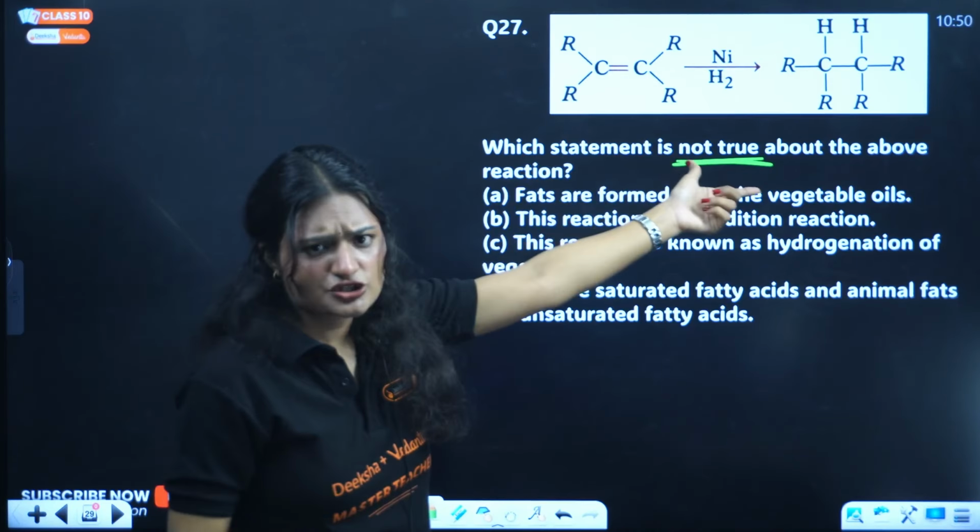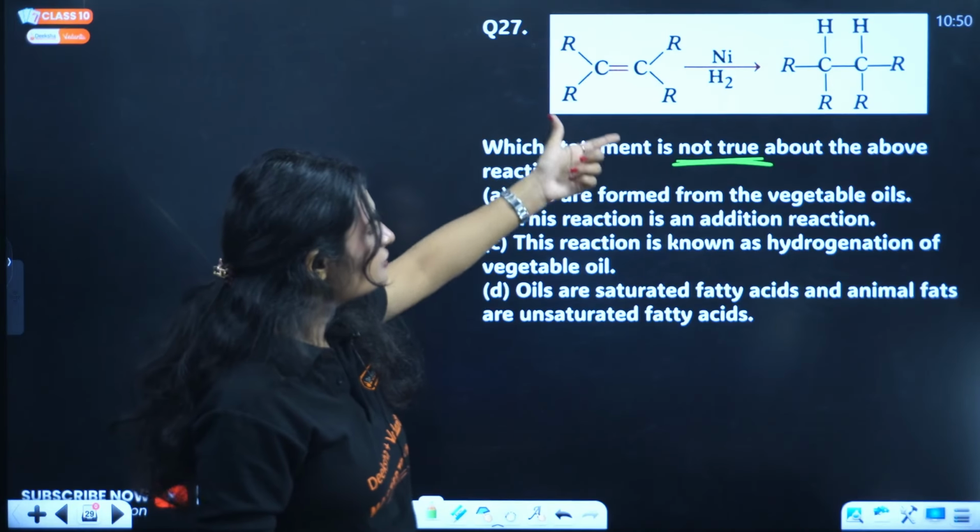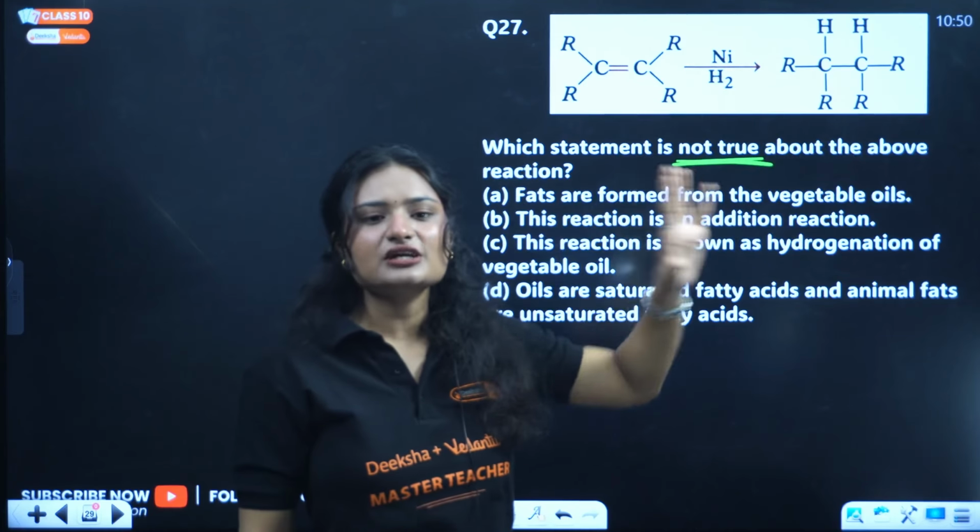This is a hydrogenation reaction. This is an unsaturated fat getting converted into saturated fat. We have to find out the incorrect statement.